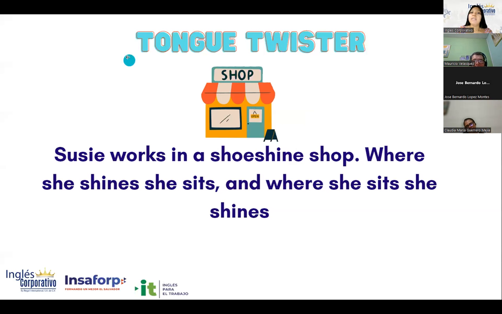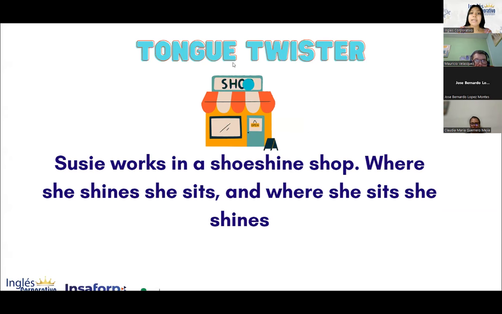As you can see right here, we have a tongue twister, okay? So this tongue twister is actually for us to practice the letter SH sound, okay? So remember, if you cannot participate, let me know. So in this case, I'm not going to be calling out your name, right? So right here, we have this tongue twister. It goes like this, guys. Susie works in a shoe shine shop. Where she shines, she sits, and where she sits, she shines. Okay? So Susie works in a shoe shine shop. Where she shines, she sits, and where she sits, she shines.